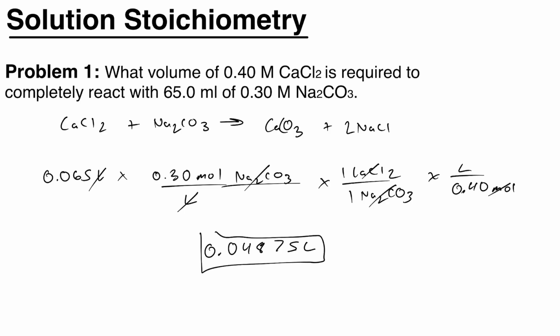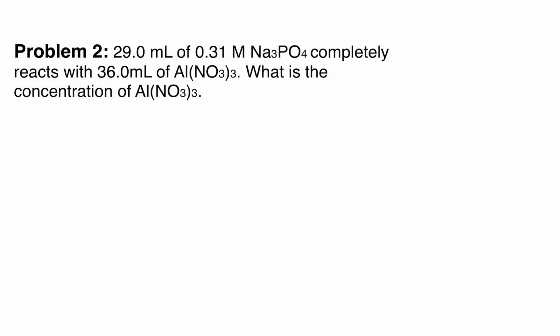Let's try the next problem. 29 milliliters of 0.31 mole per liter Na3PO4 completely reacts with 36 milliliters of AlNO3. What is the concentration of AlNO3?